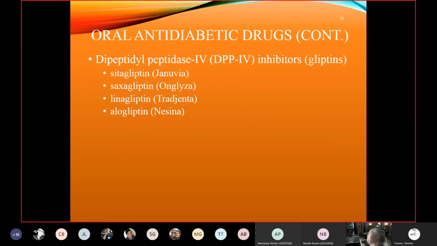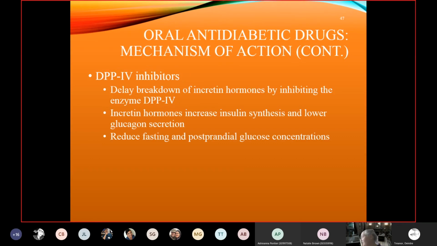Then we have your DPP-4 inhibitors or the gliptins, so Januvia, Onglyza, Tradjenta. They work by delaying the breakdown of incretin hormones by inhibiting DPP-4, hence DPP-4 inhibitors. And so incretin hormones are released throughout the day, and the incretin hormones increase insulin synthesis. So the DPP-4 inhibitors reduce fasting and postprandial glucose concentrations. By inhibiting the enzyme that is responsible for incretin breakdown, that decreases your glucose concentrations.